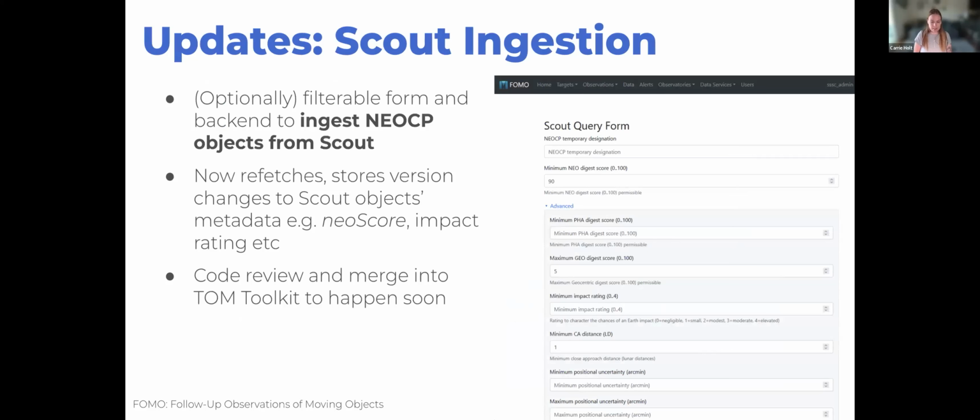So some updates. Some of these updates you might have seen a couple weeks ago at ACM, but there are even newer updates thanks entirely to Tim. We've added Scout ingestion. Basically we have a way to ingest NEOCP objects from Scout. It can refetch and store version changes to the object's metadata, including NEOScore and impact rating, because that changes. This is hopefully going to be in our main code base soon. Here's an example of that query form.